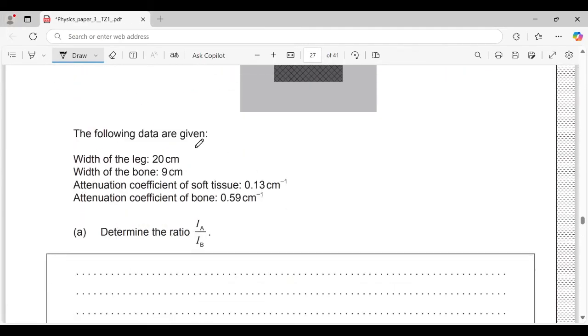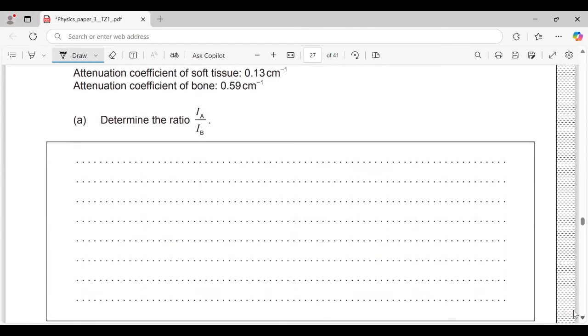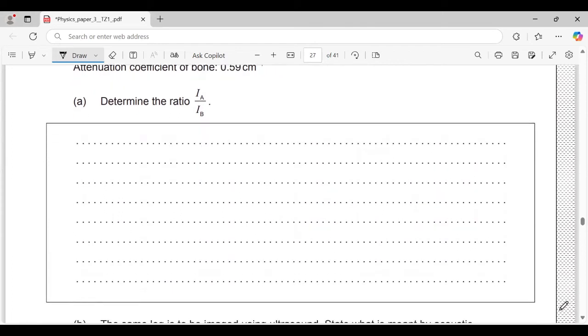The following data are given: width of the leg 20 centimeters, width of the bone 9 centimeters, attenuation coefficient of tissue 0.13 per centimeter, attenuation coefficient of bone 0.59 per centimeter. Determine the ratio IA per IB. To determine the ratio, we need to use the Beer-Lambert law.